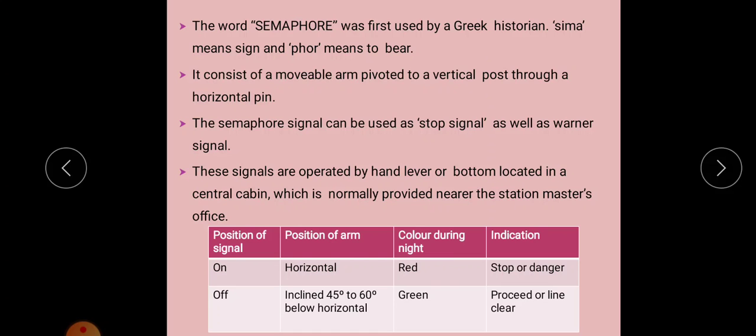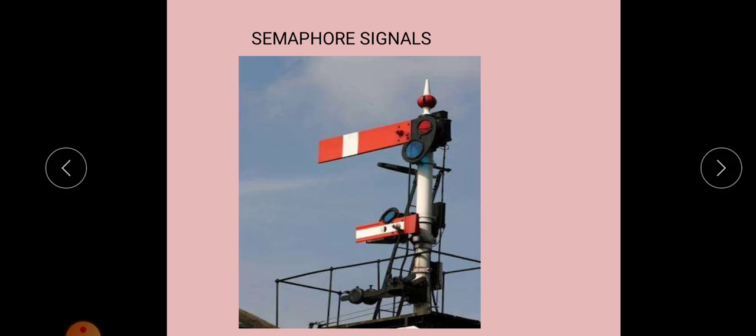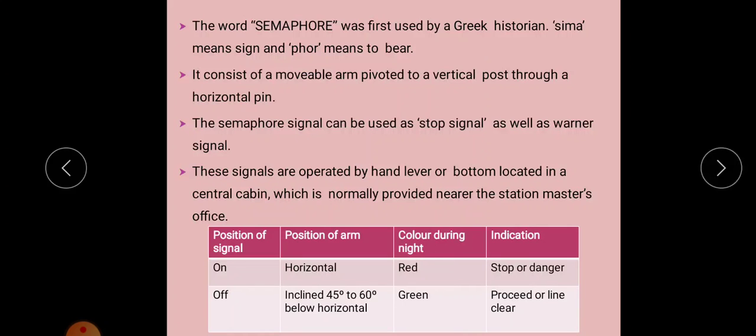Okay, and off means the position of the arm is inclined. If it is inclined like this, it indicates off position, that is, the train can proceed or the line is clear. The color means green color during the night. So during night, if the arm is inclined, the color is green, that is, proceed or the line is clear. So that is the indication of semaphore.